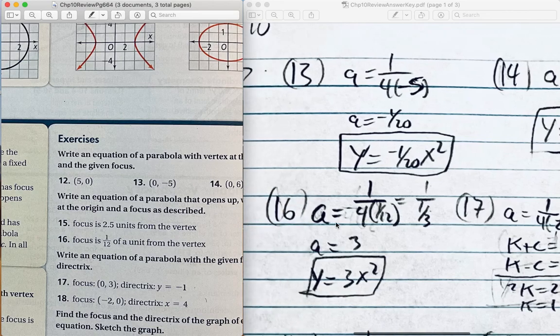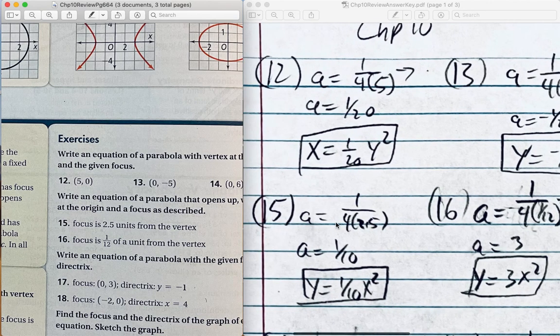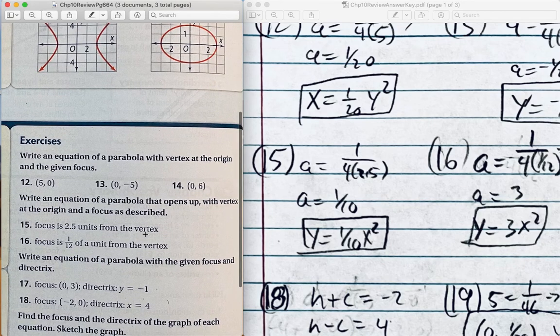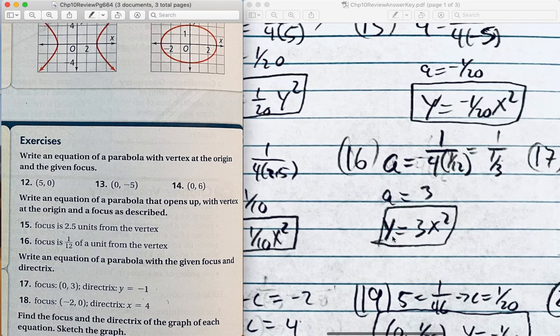For number 15, they want us to write the equation of the parabola given, and it's an upward facing parabola at the origin with the focus described. So the coordinates for the focus would be (0, 2.5), and down here is (0, 1/12), where c equals 2.5, and c equals 1/12. So same equation, a equals 1 over 4c. I'm replacing c with 2.5, and I get a equals 1/10. So my equation is y equals 1/10 x squared.